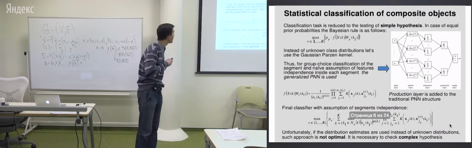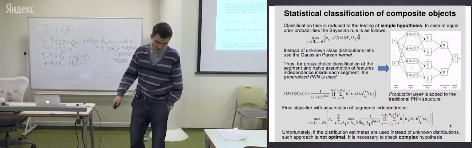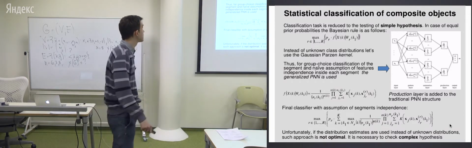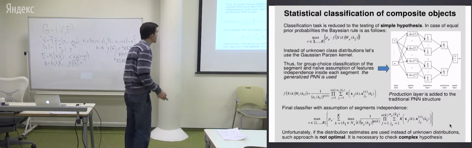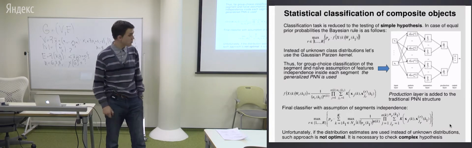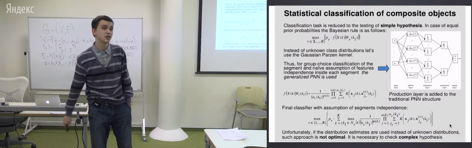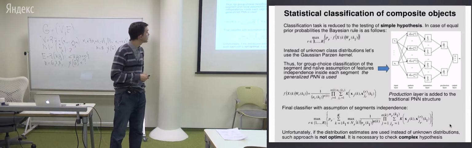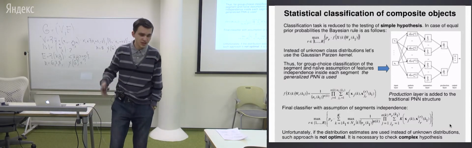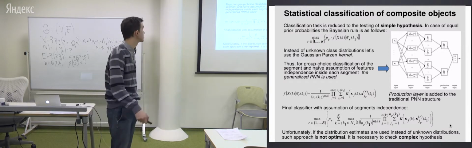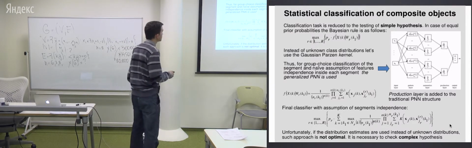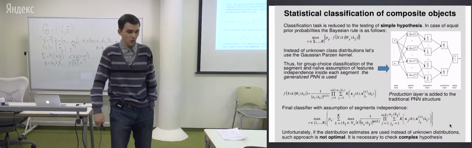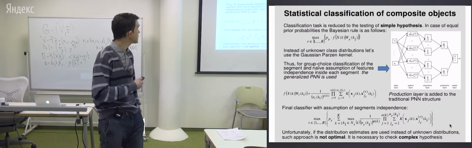Here is a conventional statistical approach for classification of these composite objects. We use a Bayesian rule. We use non-parametric estimates of densities, Gaussian Parzen kernel, and we apply the generalized classifier for this task, a probabilistic neural network. Here is the case. Here is a complete rule.